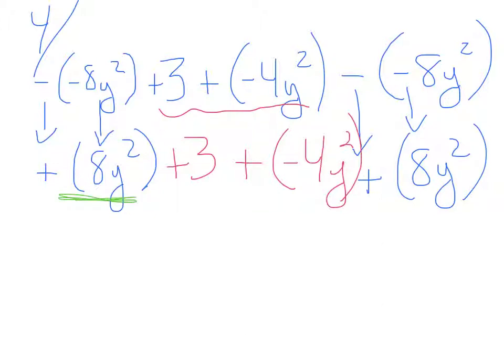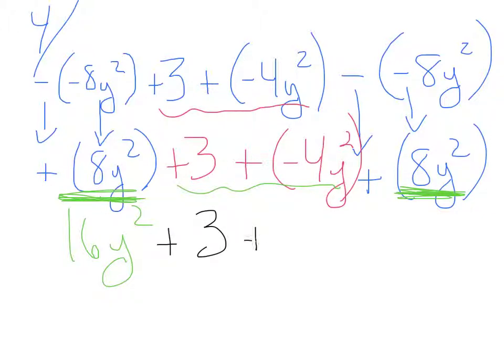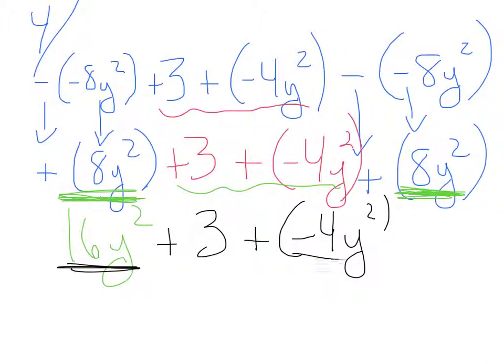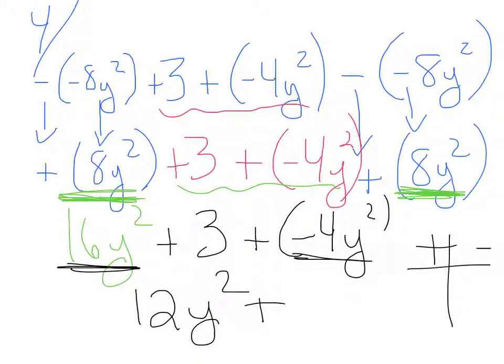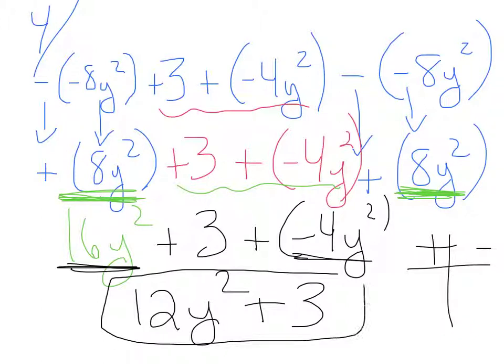Let me do this one. 8y squared plus another 8y squared. They're both positive, so I'm just going to add them. 8 plus 8. What's 8 plus 8? 16 y squared. Then drop everything down. Plus 3 plus negative 4y squared. And now, obviously, we could only do these two. So if you do your whole answer, you should get 12y squared. And what happens to the 3? You drop it. And there's your answer.